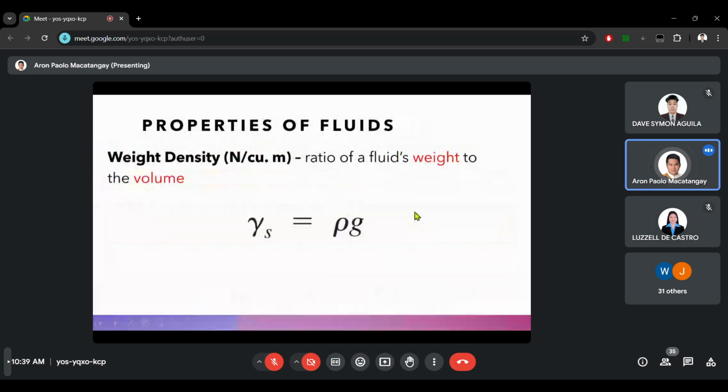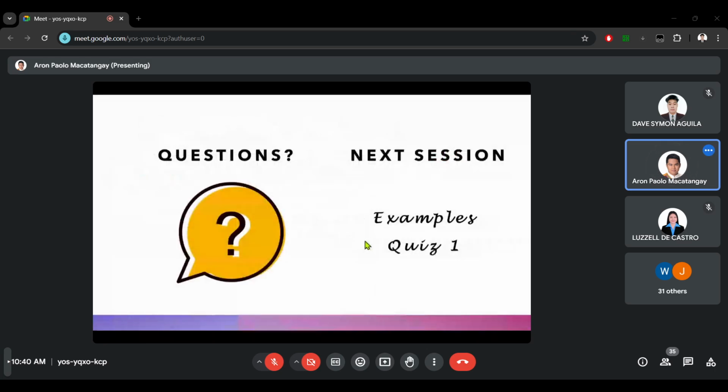So if you have no questions, then actually the last one is weight density. Okay, it's just again the ratio of the fluid's weight to the volume. Okay, so the formula for that is simple. That's just density, because density is mass over volume. Okay, so if you want to convert that mass into weight, you just multiply that with gravity. So you get weight over volume. Okay, so density times gravity. So I do not give an example for this anymore because it's okay. Any questions?